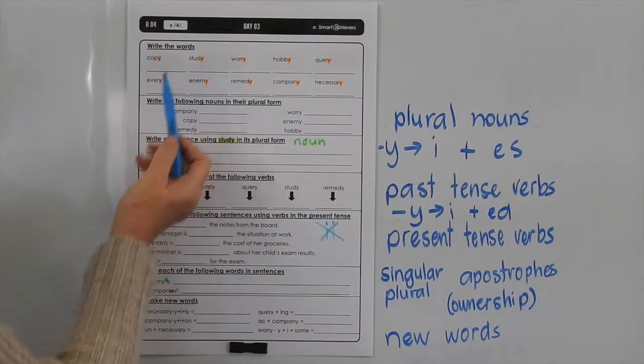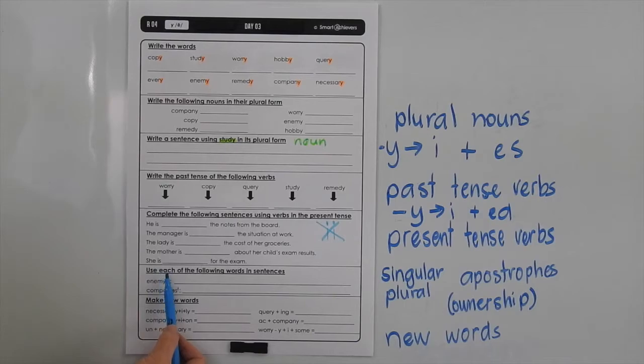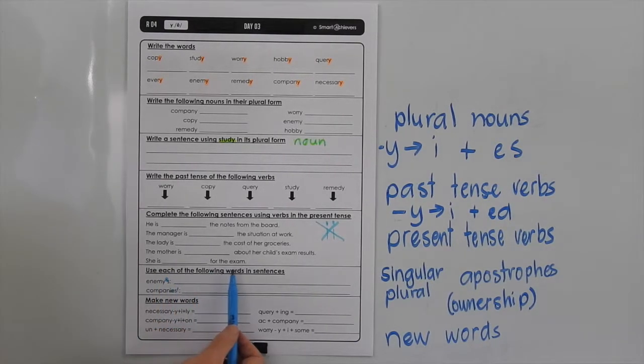So you still need that sound in there for the Y, so you have to leave that Y in. Now this is a bit tricky if you haven't kept up with apostrophes. So use each of the following words in a sentence. So we're showing ownership here.